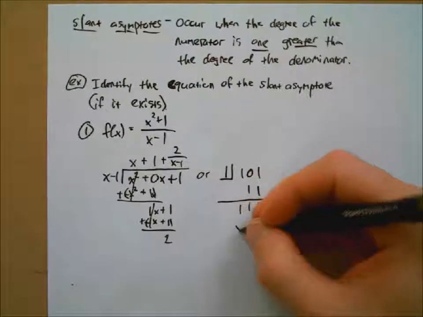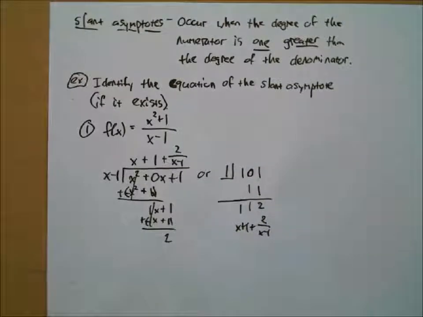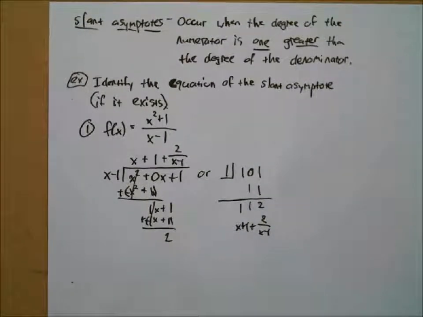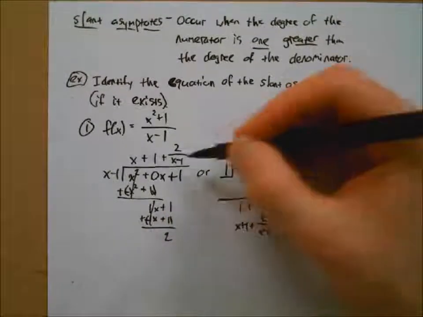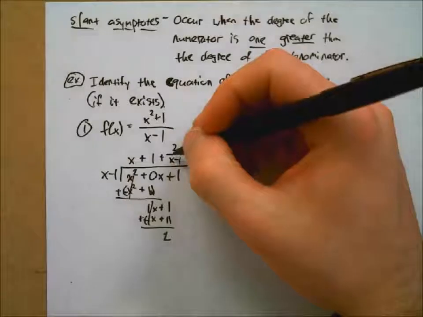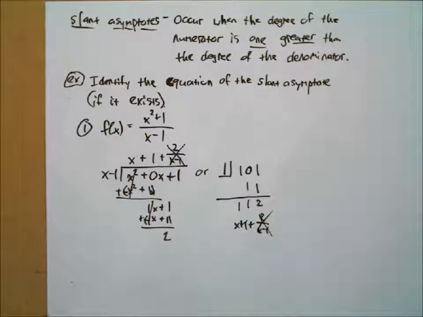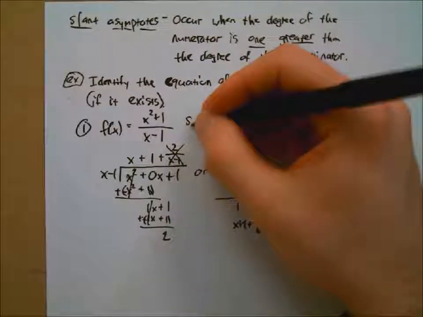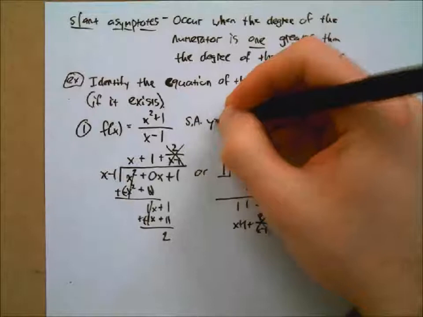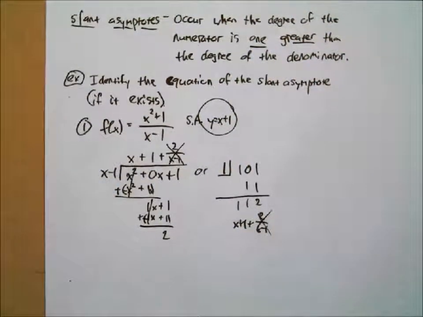Okay, so x plus 1 plus the 2 over x minus 1 kind of thing. In each case we get a remainder of 2, or, if we put it into our function there, 2 over x minus 1. The equation for the slant asymptote is what you get when you throw out the remainder. So throw out the remainder, x plus 1, that is the equation for the slant asymptote. That's all there is to it. y equals x plus 1.